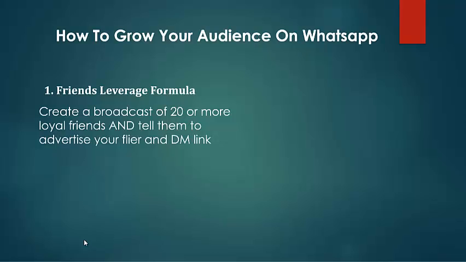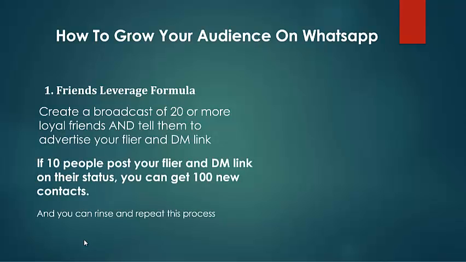But let's use 10 for instance. 10 of them post your flyer on their status. If 10 of them post your flyer and also your DM link, you can get 100 new contacts. This is how crazy it is, because if 10 of them post your link and they get at least 30 views each, some of them might even get up to 100 views or 50 views. So if they get in total around 500 views, around 100 people will click on your DM link.